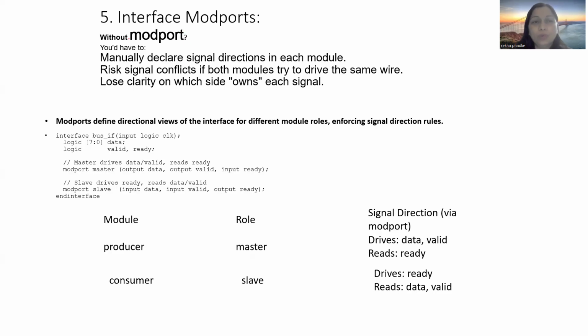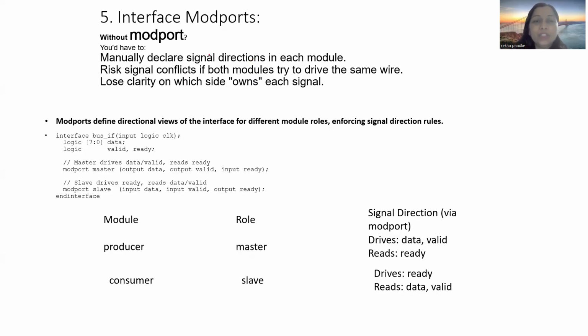Now, what are mod ports? Without mod port, if you use the interface, then manually you have to declare signal directions in each module. Now the port can be input, or the port can be output, or the port can be inout. So when you're putting it in a bundle called an interface, and you're using this bundled interface in different modules, these port lists, you need to manually declare them. They may become input in one of the modules and they may become output in another module. We don't know. So you have to declare them.